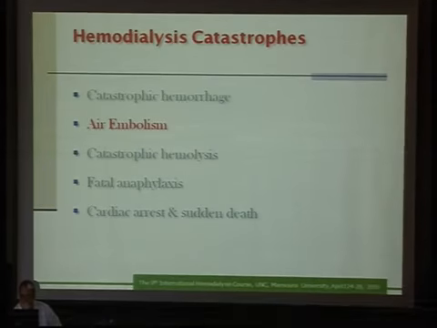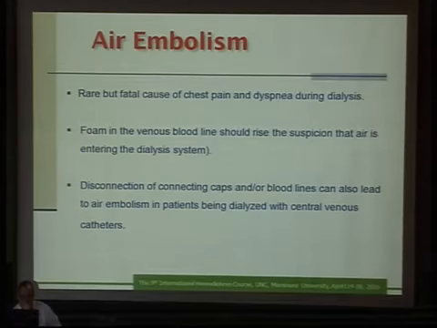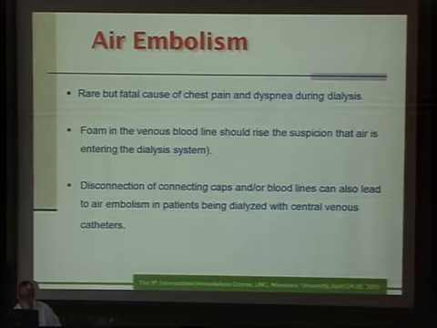The next catastrophe is air embolism. Although it is rare, it's fatal, causing chest pain and tightness with dyspnea during dialysis. It could be suspected if we find foam in the venous blood line. This shows there is suspicion that air is entering the dialysis system. Disconnection of connecting caps or blood lines can also lead to air embolism, and this usually occurs in patients dialyzed via central venous catheters.